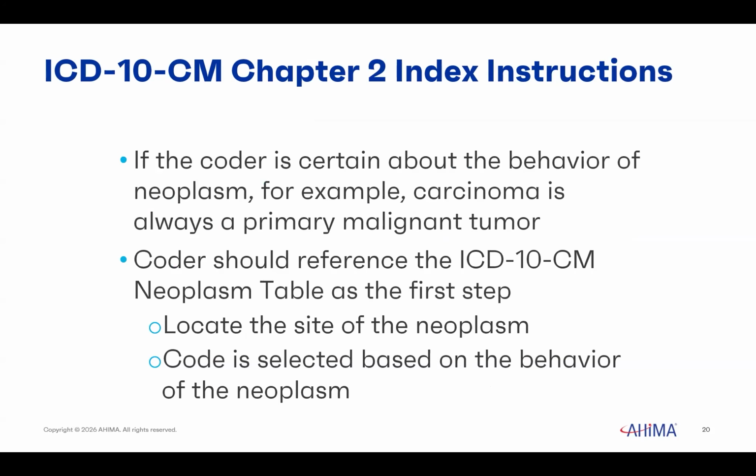And again, if you're uncertain about the behavior of a neoplasm, for example, carcinoma, it's always going to be a primary. And the coder should reference the ICD-10-CM neoplasm table first, locate the site, and the code is going to be based on the behavior of the neoplasm. In other words, the behavior that we talked about, primary, secondary, what have you.